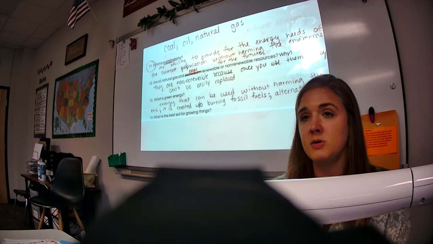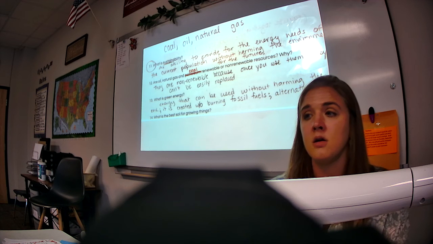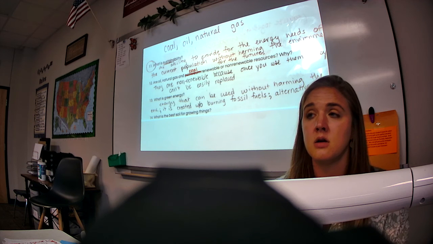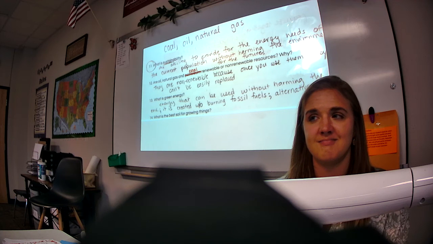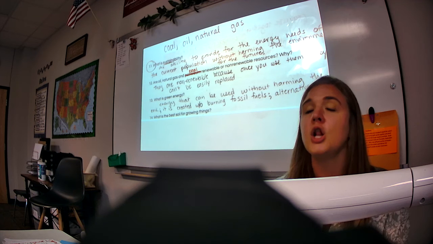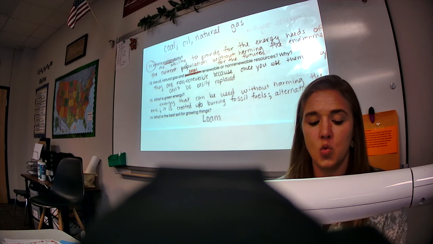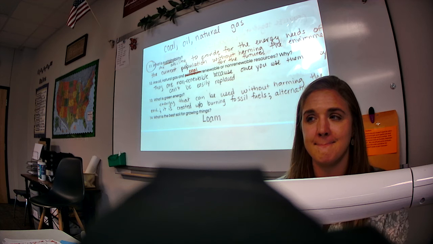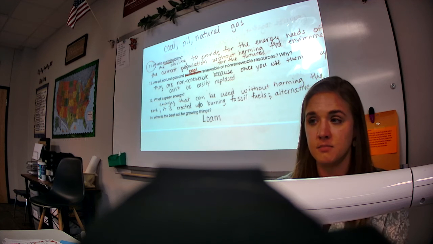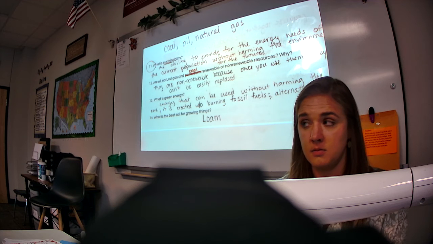All right, the last few should be pretty quick. Connor, while you're copying it down, what is the best soil for growing things? Best soil for growing things is the humus. Incorrect. Good try, though. Luke? Loam. Loam. Brian? I did. Thank you.